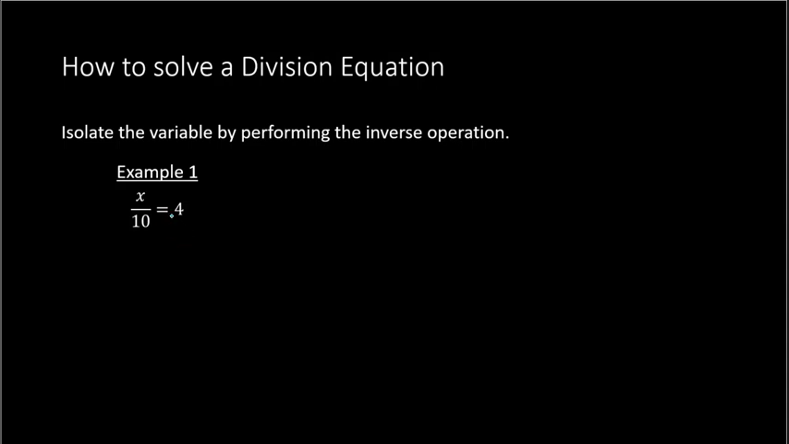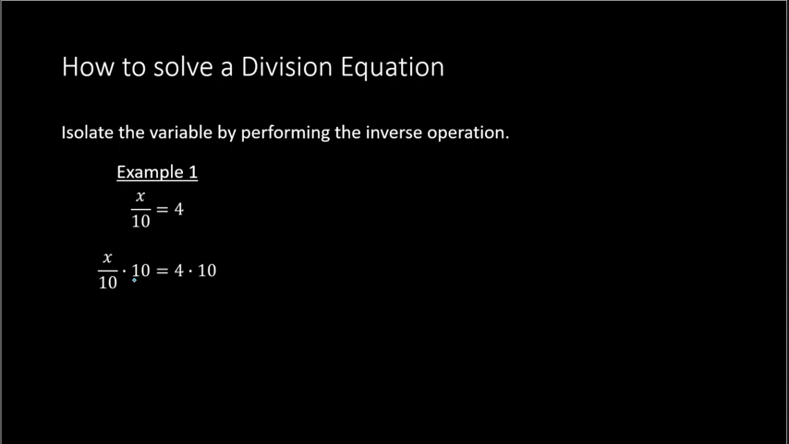A lot of these you can maybe do in your head, but if you cannot, the process is to get x by itself, to isolate it, by doing the inverse operation of division. So instead of dividing by 10, you do the inverse, which is multiply by 10. So you multiply both sides of the equation by 10. Don't forget to multiply both sides by 10 because you want to keep the equation balanced. What you do to one side of the equation, you must also do to the other side.